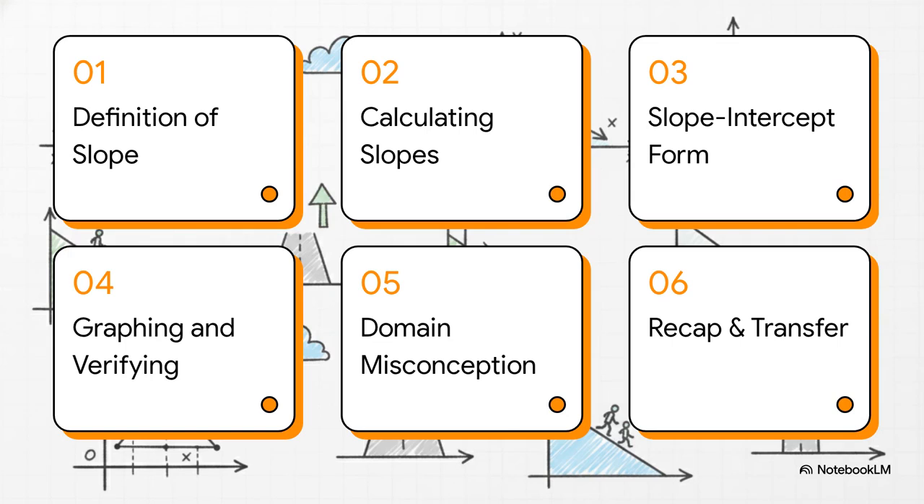We'll start with the definition of slope, then move on to calculating and categorizing different slopes. After that, we're building the slope-intercept form, graphing and verifying some points, addressing a pretty common domain misconception, and finally doing a quick recap and knowledge transfer.